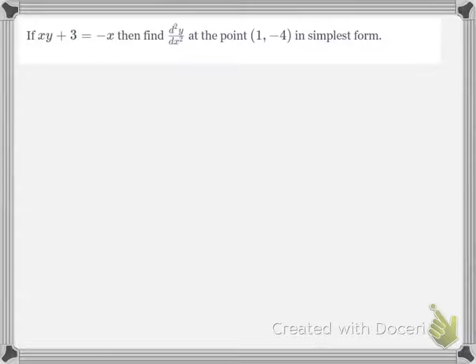We've been asked for d squared y dx squared, or the second derivative. This is really y double prime. We've been given this equation, xy + 3 = -x, and we want this second derivative at this x and this y. So in order to take the second derivative, we first need the first derivative.